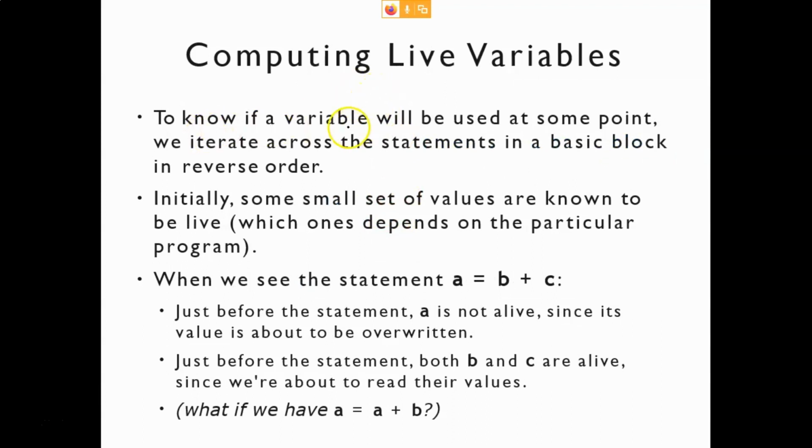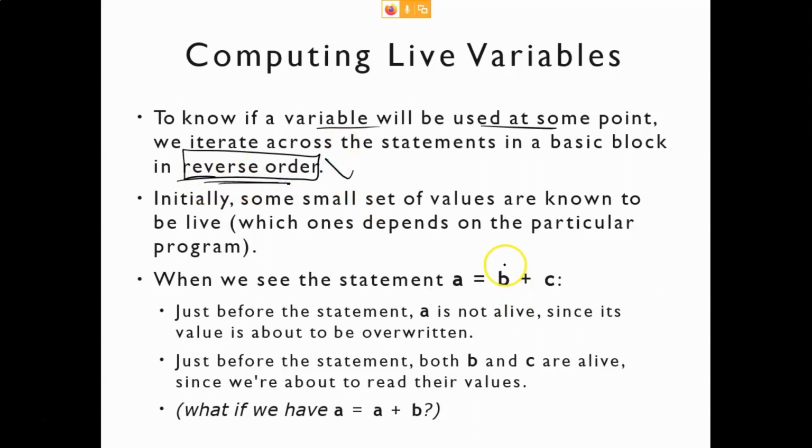To know if a variable will be used at some point of time, we will go in the reverse order. As I told you, this liveness analysis we do in the reverse order, and this available expression analysis we do in the forward order. There are many different analyses, and all of them have their own structure, like in what direction to go and how to do it. Anyway, this liveness analysis we do in the reverse order.